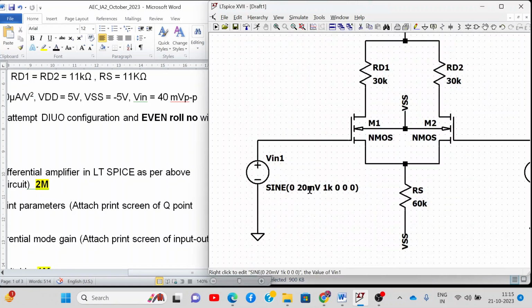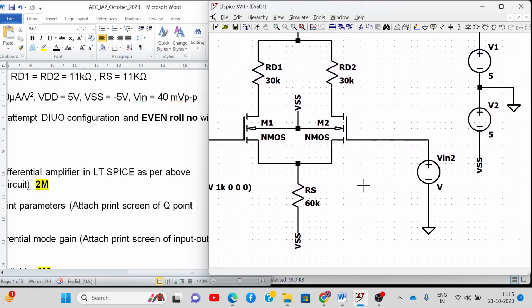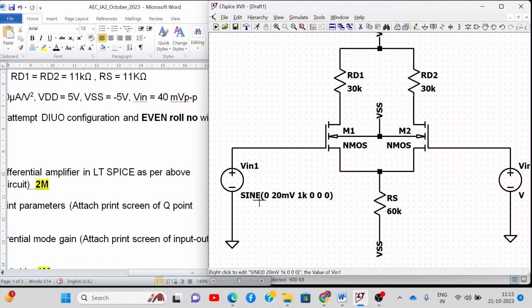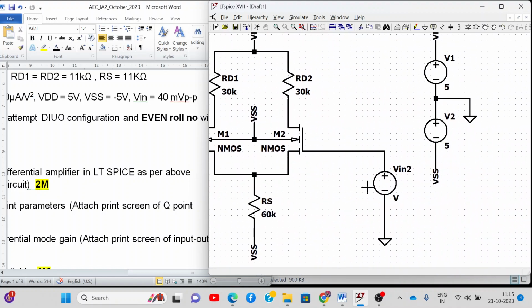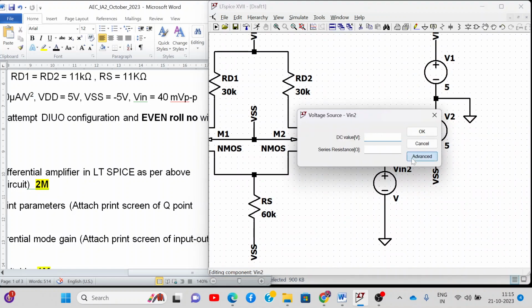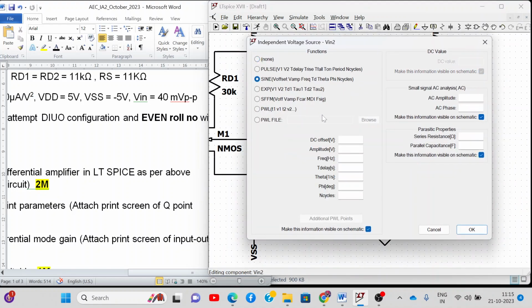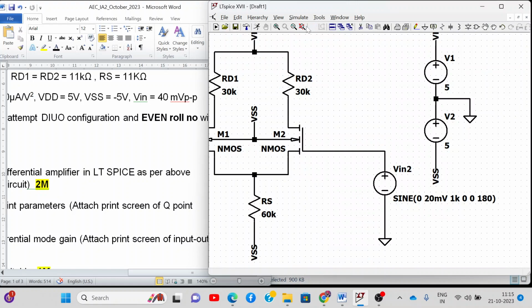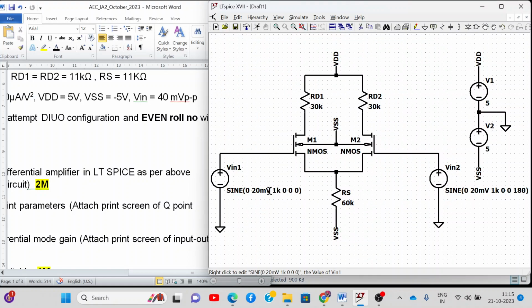This is very important, why we take this. Differential input means it will be of the same magnitude but opposite in phase. So how will you give opposite phase? I'll right click over here, go to advanced, go to sine. Here you start with 0. Amplitude will again be 20 millivolt. Frequency will be the same, 1 kilohertz. Time delay is 0, theta is 0, but the angle will be 180 degrees. Are you getting it? This is what you mean by differential input, same amplitude but different in phase.